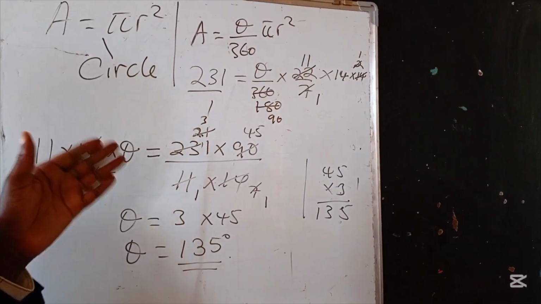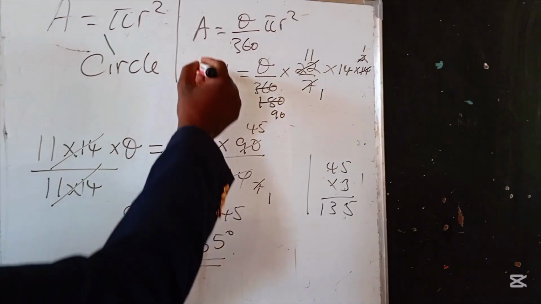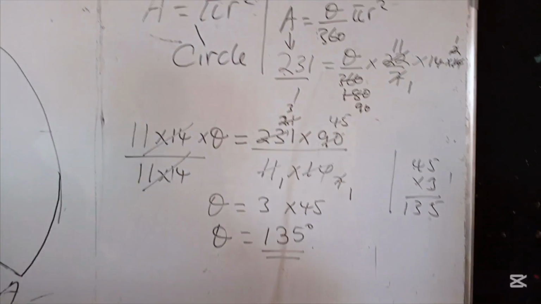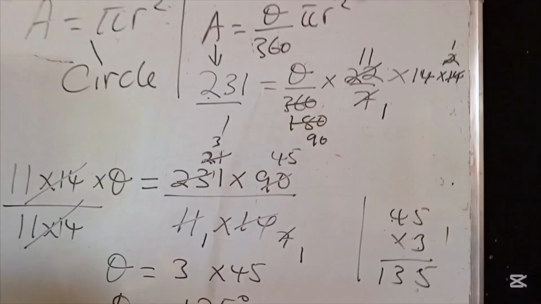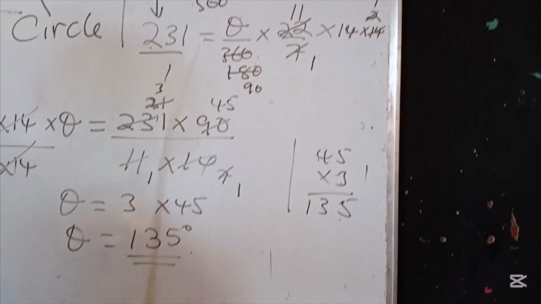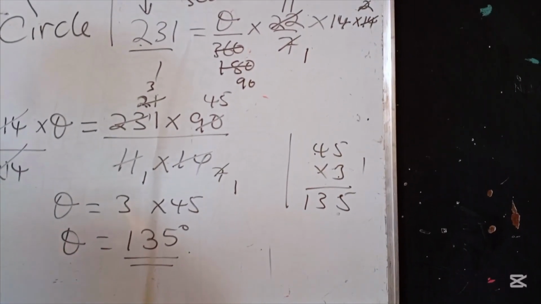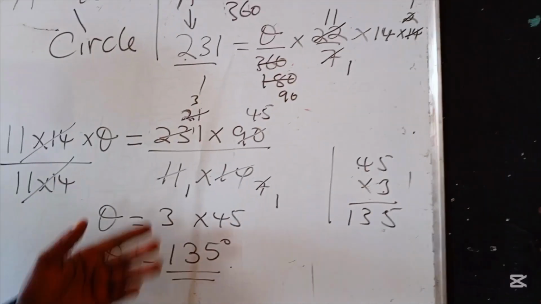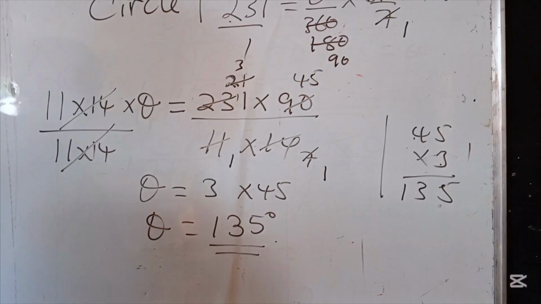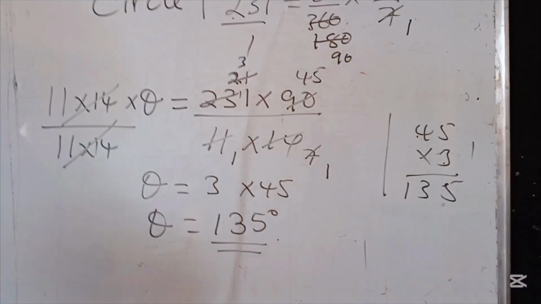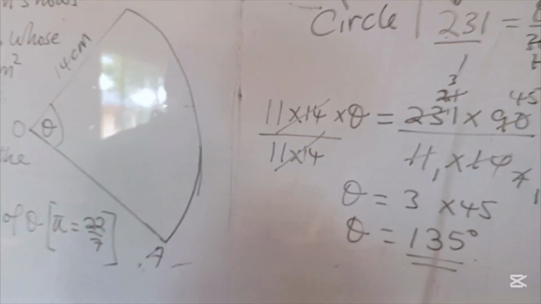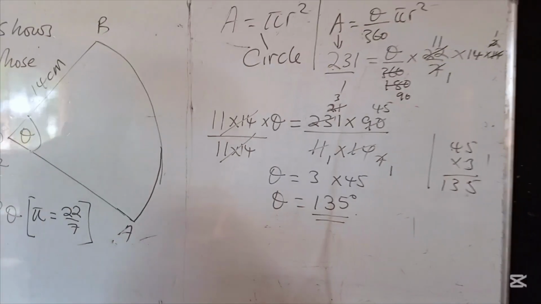Now from there we substituted. Area was 231, that's why you can see that I substituted 231. And then there is the theta over 360, and when you do your computation there, you cancel what is required, which is divisible to each other. If you can divide it properly, you come up with these figures, and of course we are coming up to 135 degrees. That is our theta here, meaning that the angle which was here was 135 for them to come up with that area which is 231.